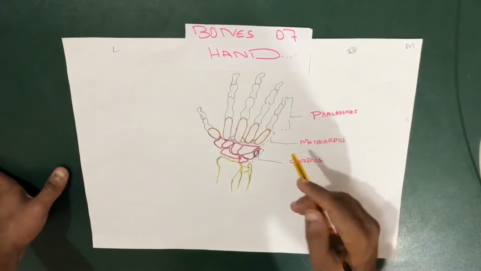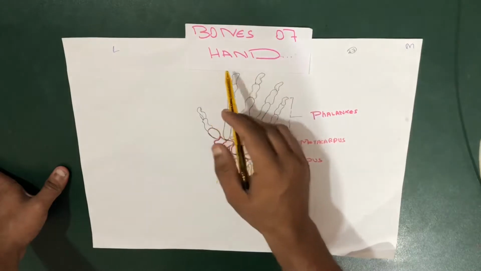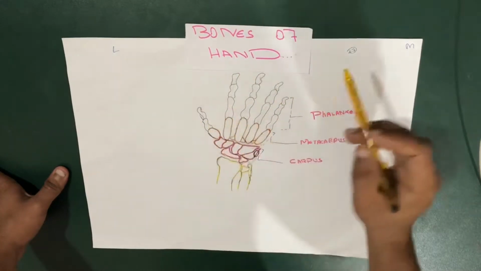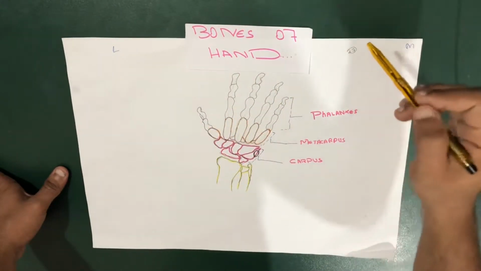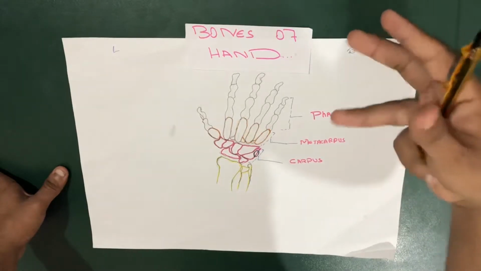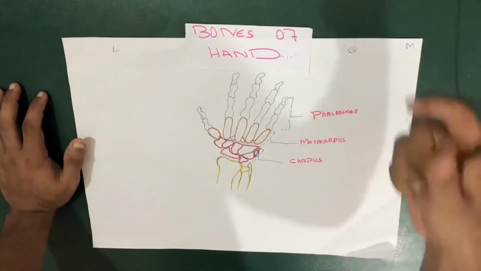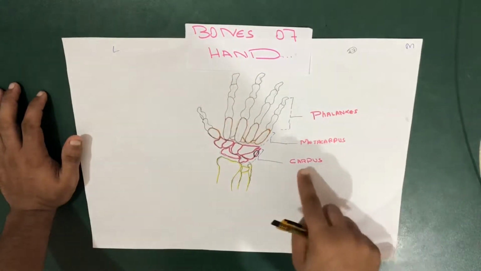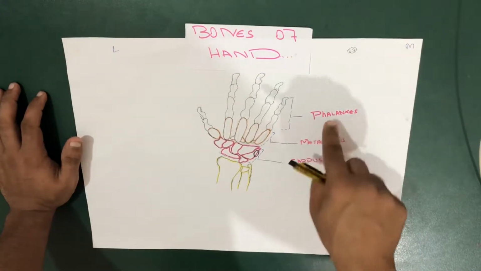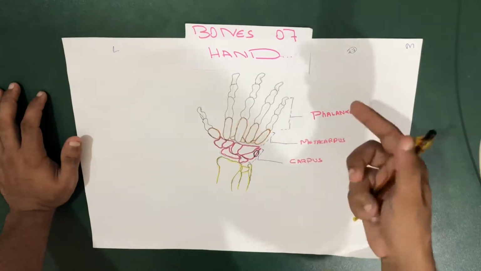In this session of the video, we're going to talk about the bones of the hand. The number of bones present in the hand is about 27. We have three types of bone present in the hand. The total number is 27, but the types of bones are carpus, metacarpus, and phalanges, or you can say phalanxes.